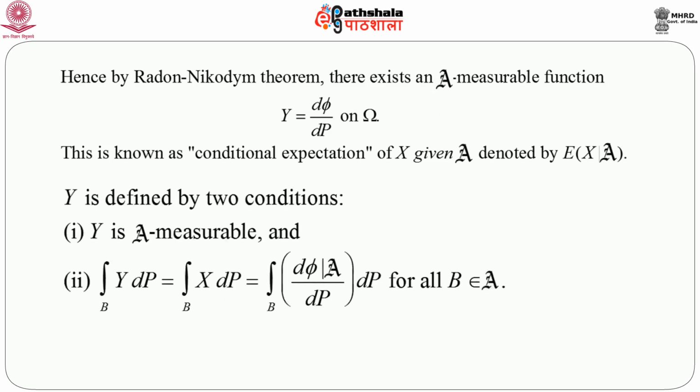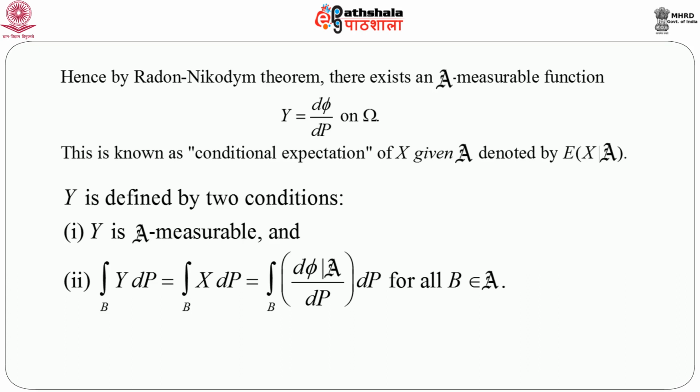Now, since these three conditions are satisfied, naturally we can apply the Radon-Nikodym theorem to show that there exists a script A measurable function Y, which is d phi by dP on omega. This Y equal to d phi by dP is called the conditional expectation of X given script A, and this is denoted by E of X given script A. So, this is the formal definition of the conditional expectation of a random variable X, in this case given a sub sigma field script A, or given a particular event which belongs to script A, which we will show in a minute.